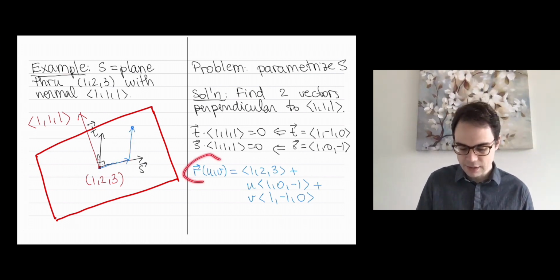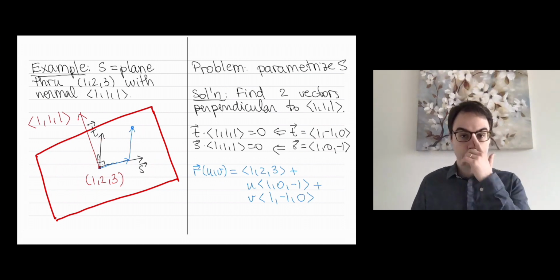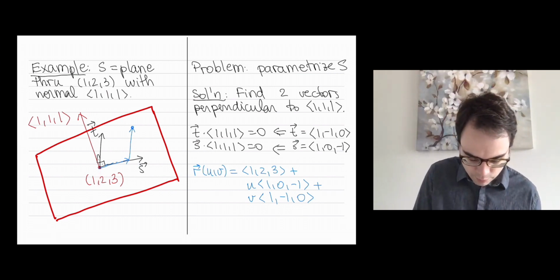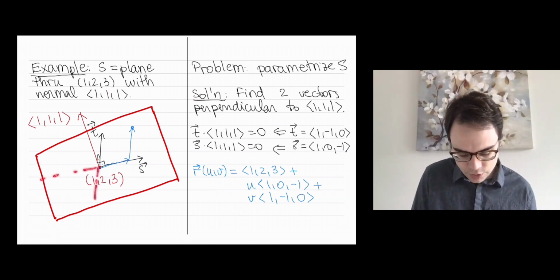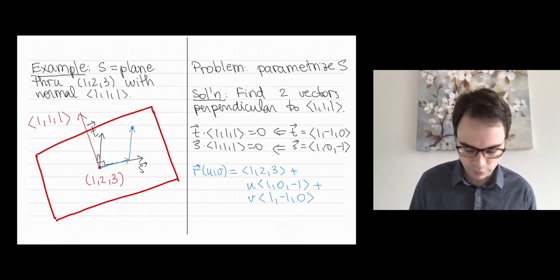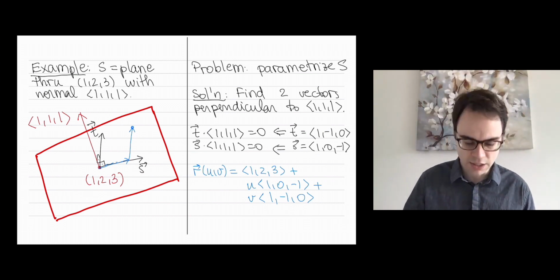So the claim is that this R of u, v gives me any possible point. If I let u and v vary, I will get any possible point on this plane. The point is that s and t here serve as coordinate axes on the plane. So there is a unique choice of u and v that gives me any given point on the plane.